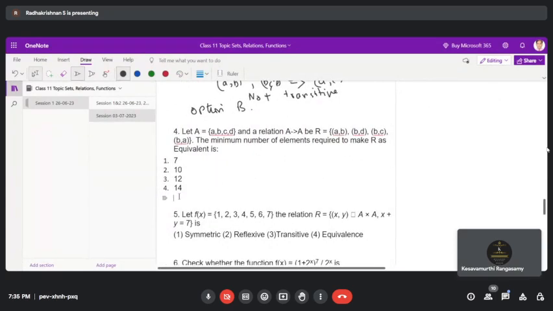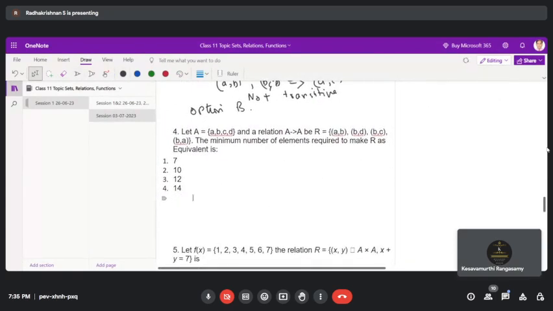Let's do one more problem. Let A equal to {A, B, C, D} and relation on A be defined as R equal to {(A,B), (B,D), (B,C), (B,A)}.